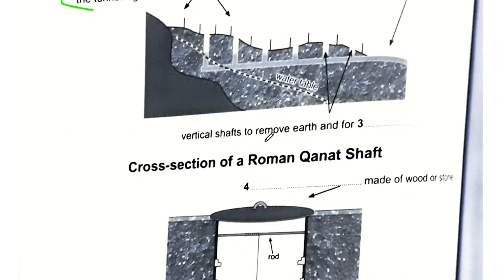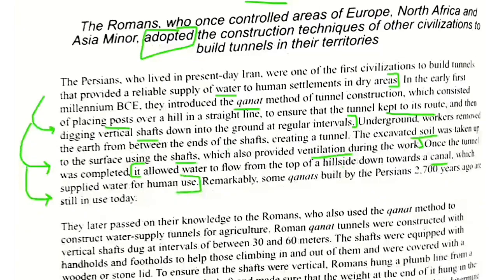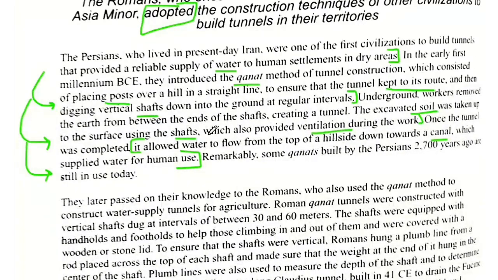And vertical shafts to remove earth and for ventilation. In the paragraph they remove the soil. Here you can see the excavated soil was taken up to the surface. It also provided ventilation during the work. So the answer is ventilation.